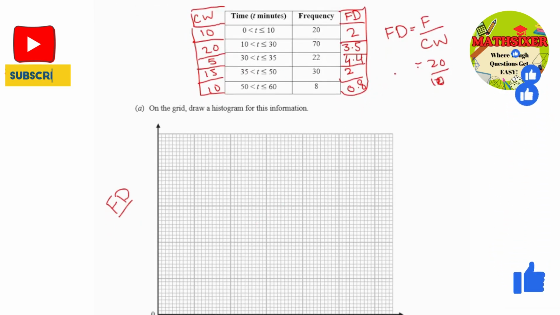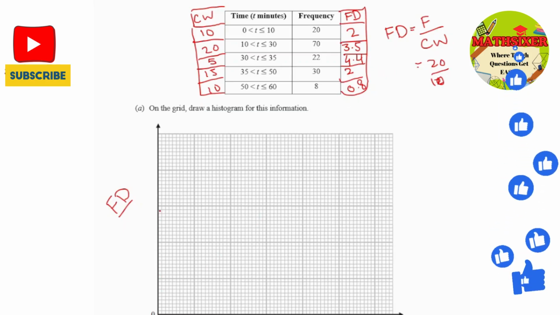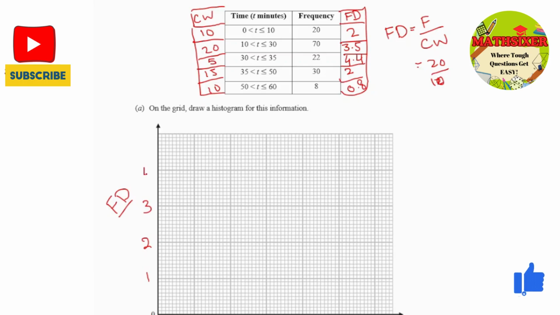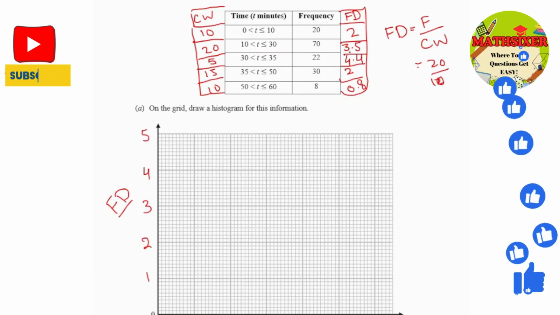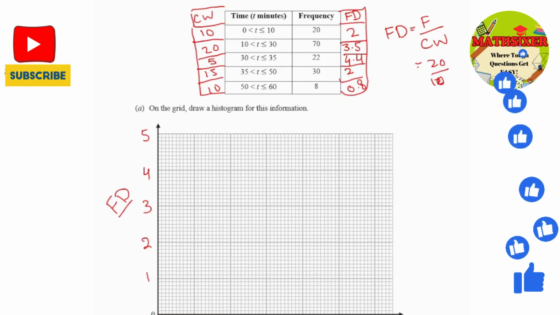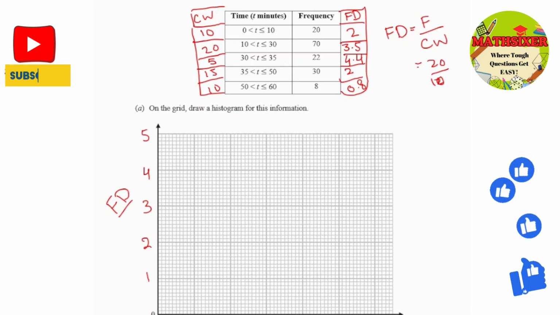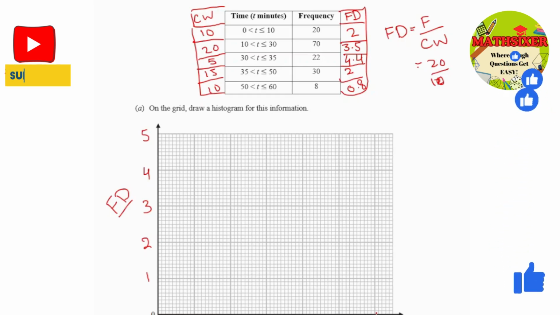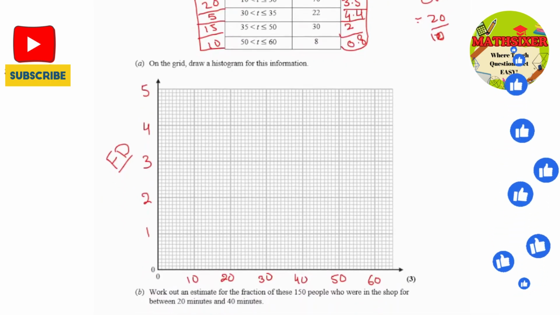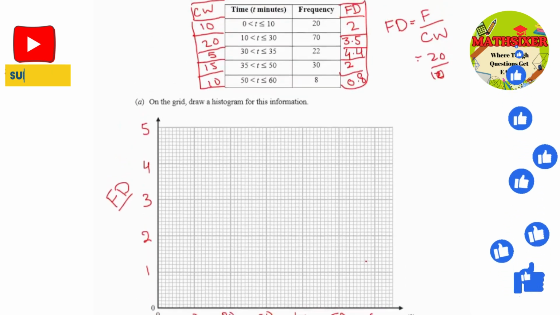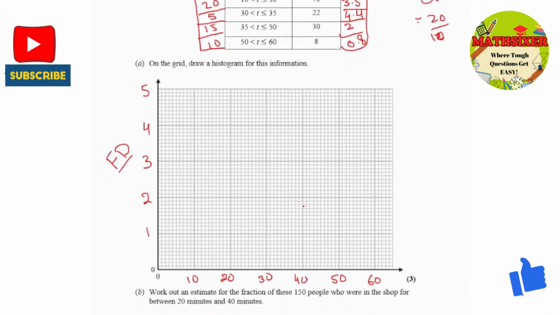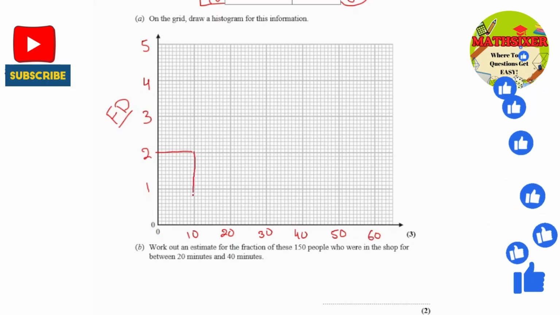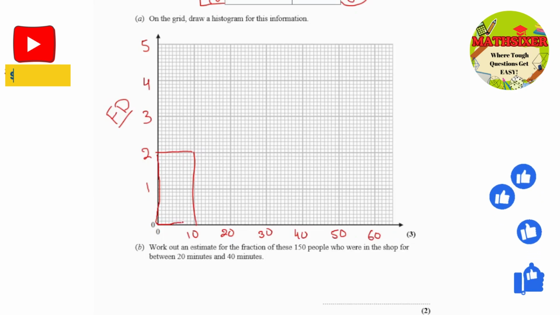The maximum value we have, if we count from 1, 2, 3, 4, and 5, we can go this one is 1, this one is 2, 3, 4, and 5. The first class is from 0 to 10. Let's say this one is 10, 20, 30, 40, 50, and 60. So these are our values. The first value is 0 to 10 and the frequency density is 2. So we're going to draw our histogram from here, 0 to 10, and the frequency density is 2.